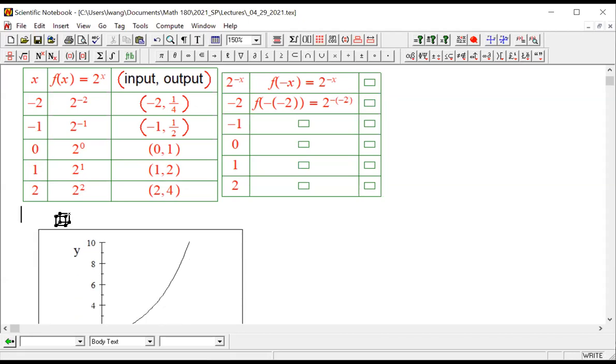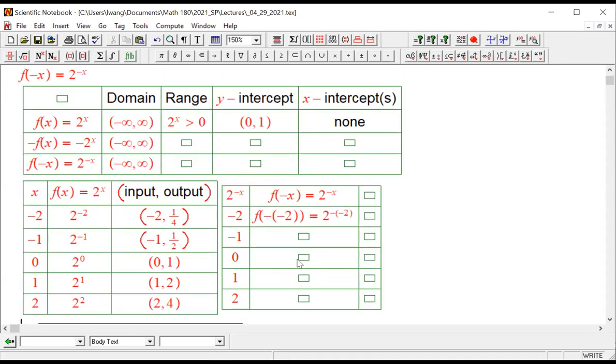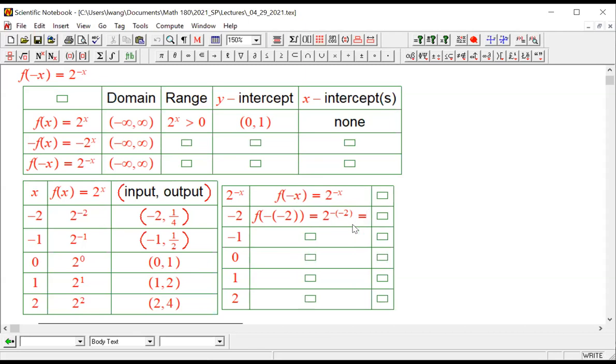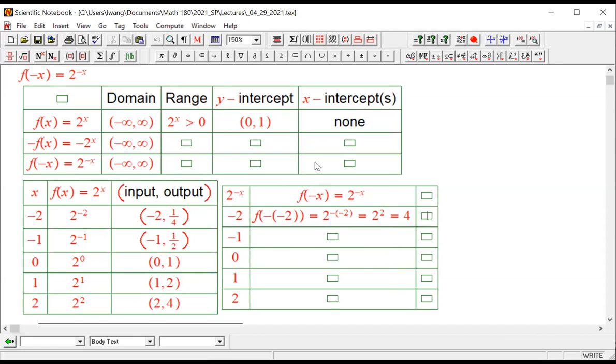Okay, I just want to make sure everybody gets this. You only have to do this a couple times. So what would this be? This is 2 to the power of 2, right? So that is a 4. 2 to the power 2 equals 4. So that point, from negative 2, the input, the output is 4.